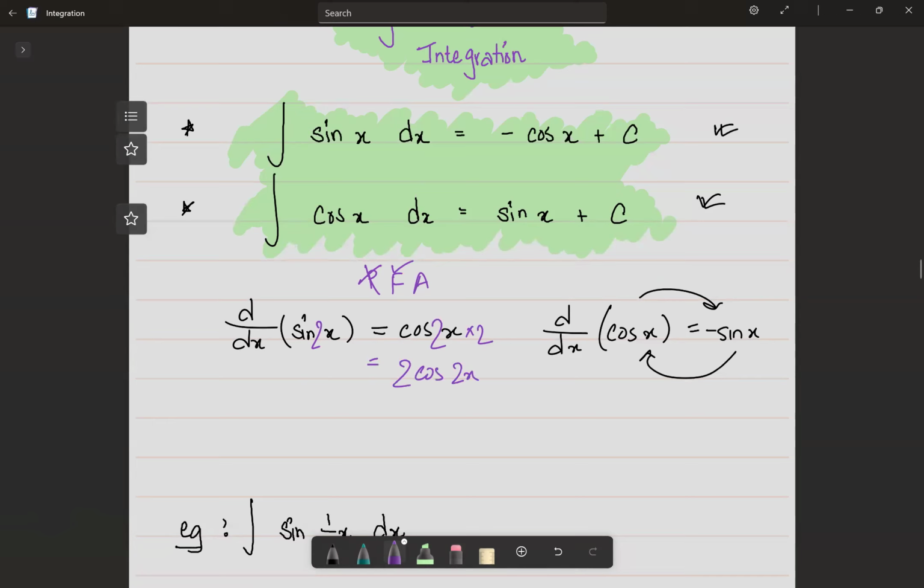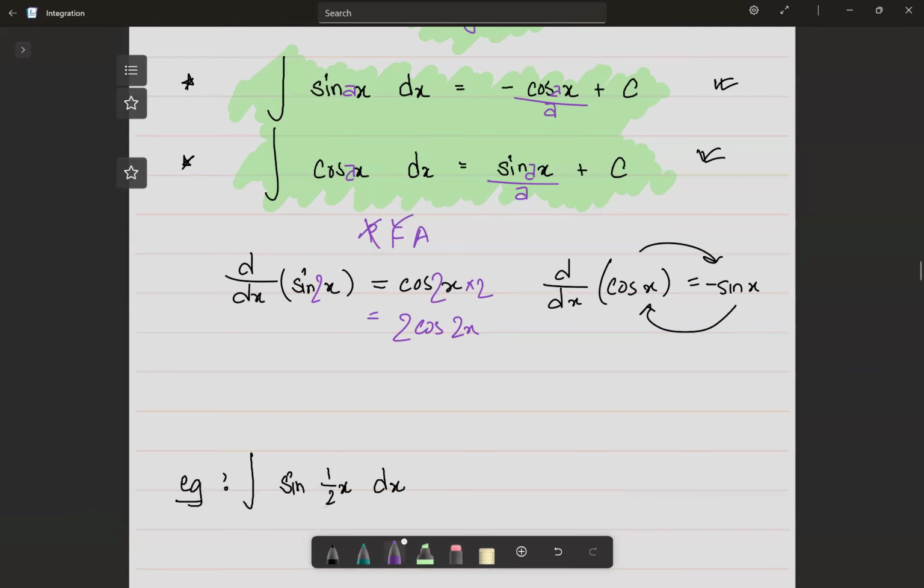So now, because integration is the opposite of differentiation, if you have sin ax, your integration would be minus cos ax divided by a, because this time you won't be multiplying but dividing. And if you have cos ax, then it should be sin ax divided by a.